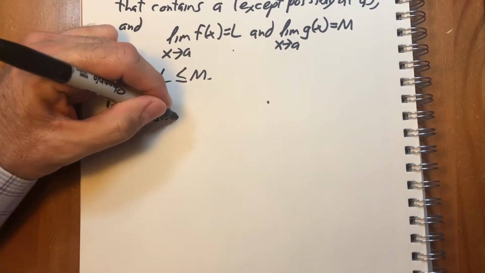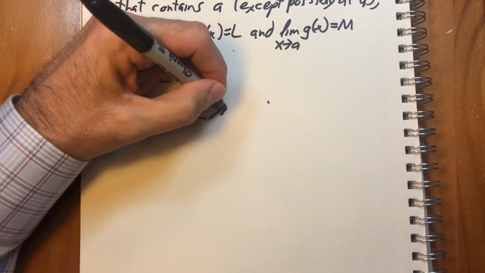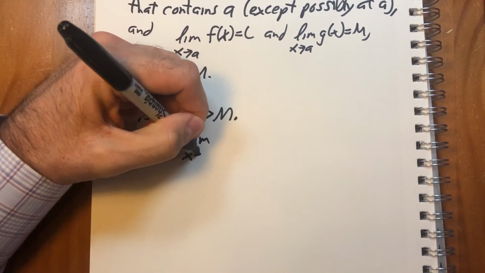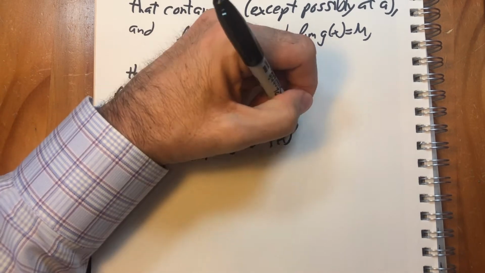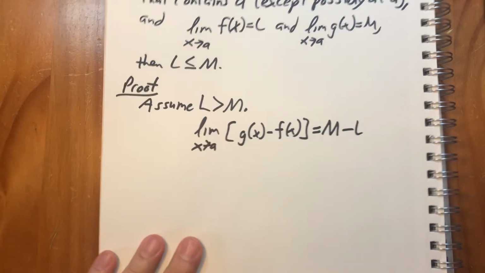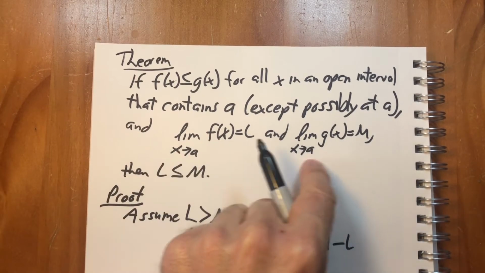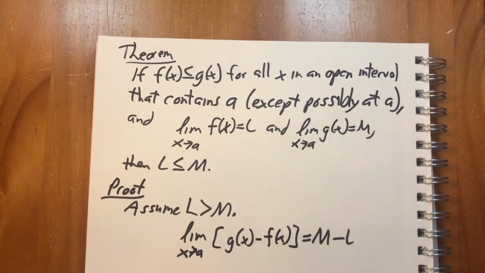Okay, assume the opposite. Assume that L is greater than m. The difference law says that the limit as x approaches a of g minus f equals m minus L. And we know that because we're given that these two limits exist. So we're just subtracting f from g.